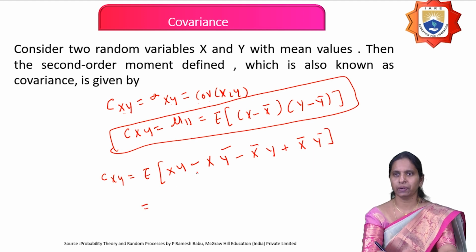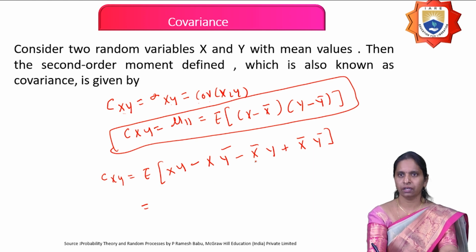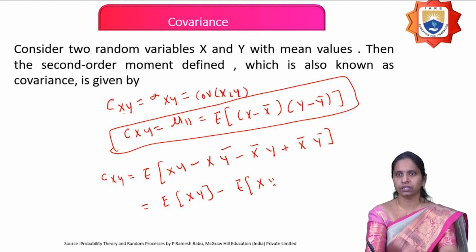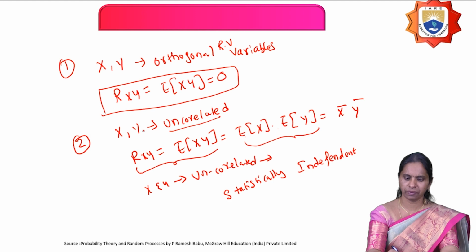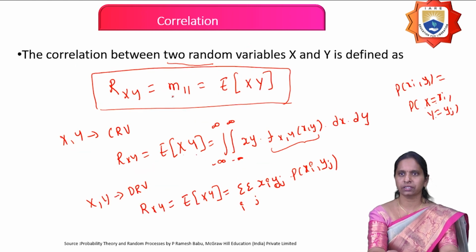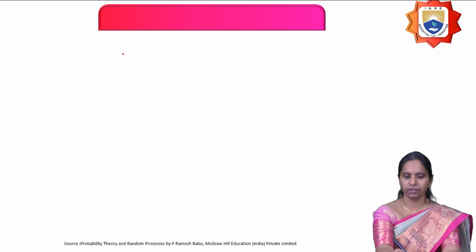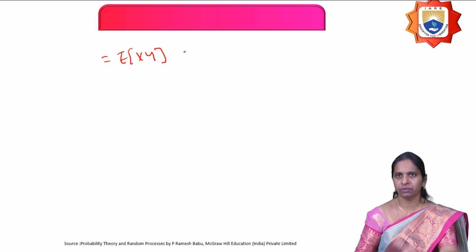Now, expectation of a plus b equals expectation of a plus expectation of b. And here also the same. So I am going to write this as expectation of xy minus expectation of x into y bar minus expectation of x bar into y plus expectation of x bar into y bar. Now what is the expectation of xy? This is nothing but the correlation Rxy. Therefore, expectation of xy is nothing but the correlation between two random variables x and y.